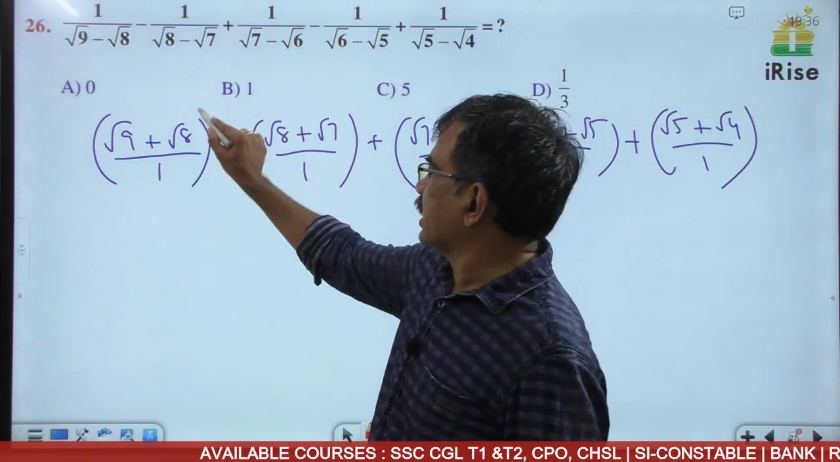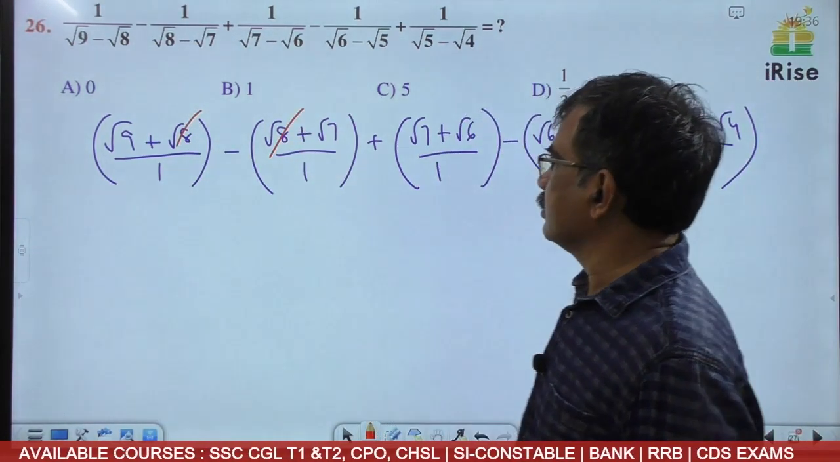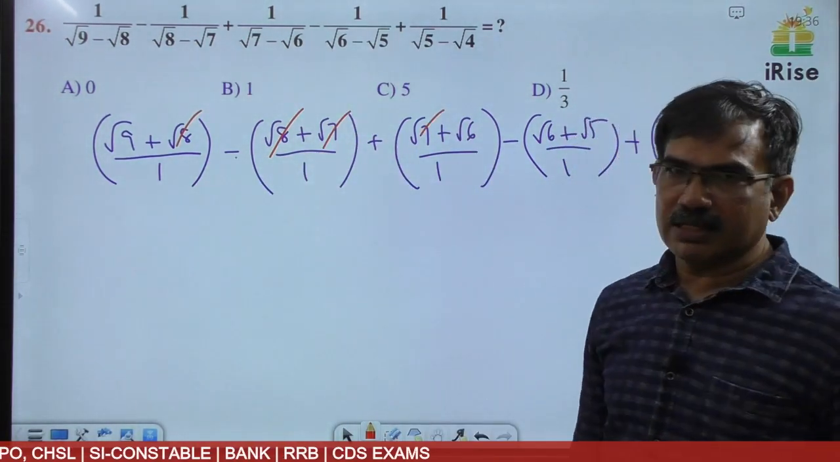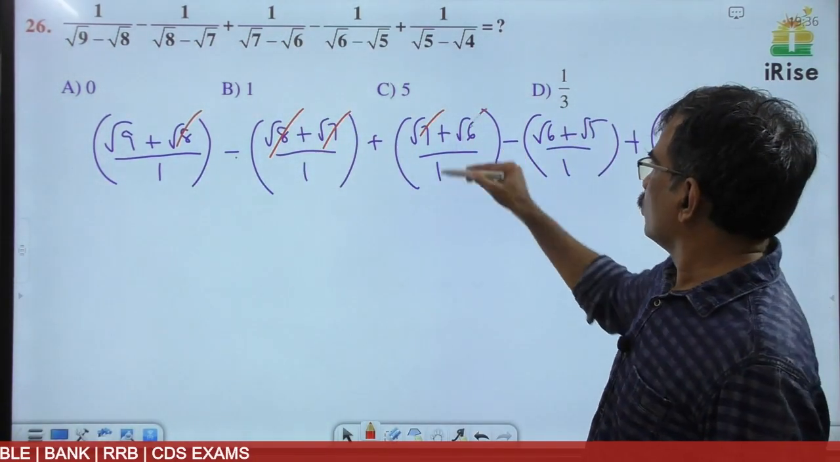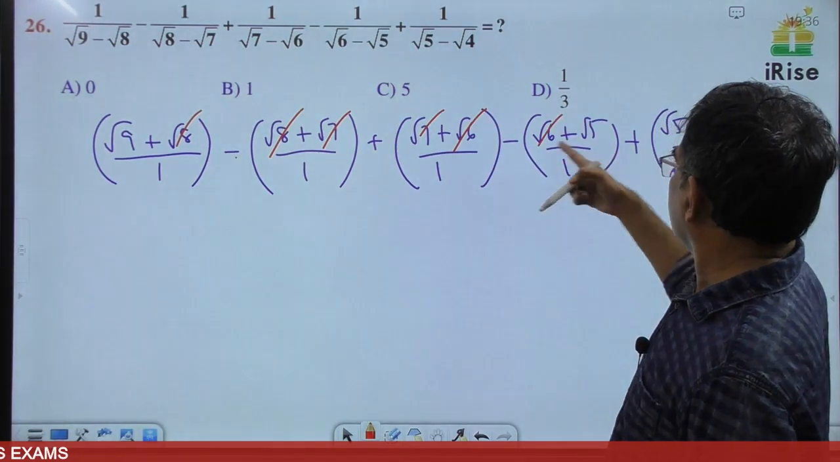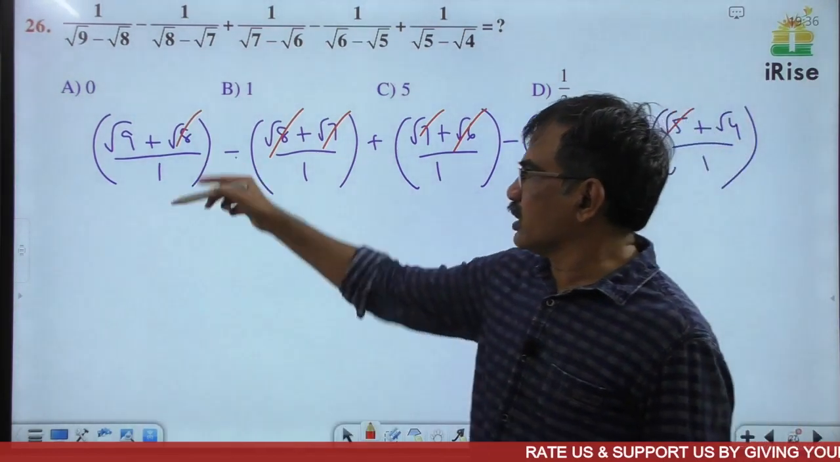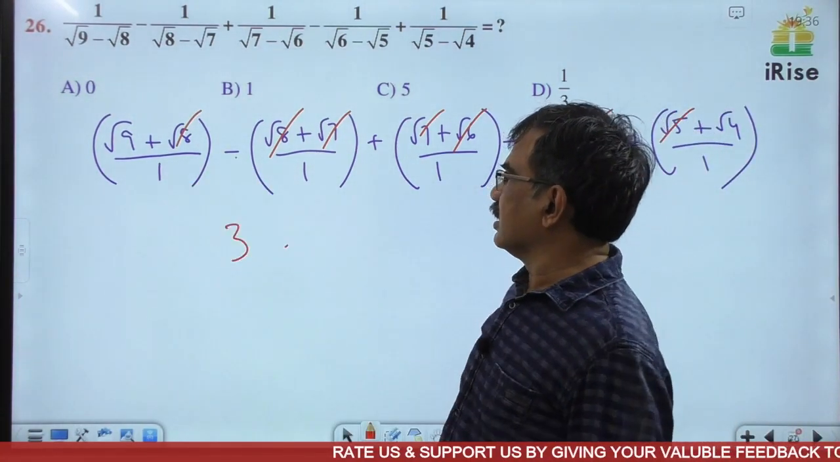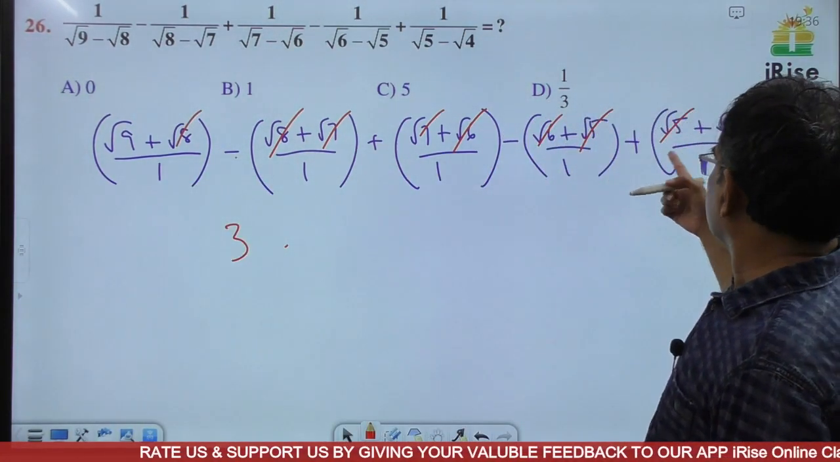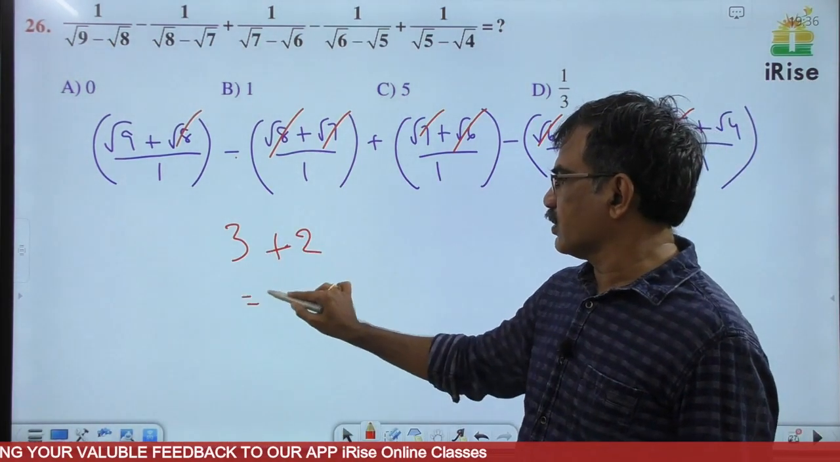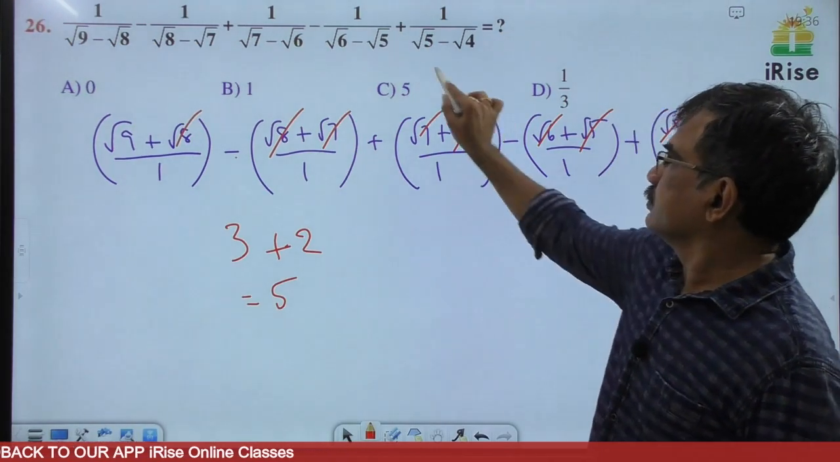This is plus root 8, minus of root 8 cancel. Minus into root 7, plus root 7 cancel. Plus root 6, minus root 6 cancel. Minus of root 5, plus root 5 cancel. Root 9 is 3, 3 by 1 is 3. All these terms cancel, plus root 4 is 2, by 1 is 2. So the answer for this question is simply 5.